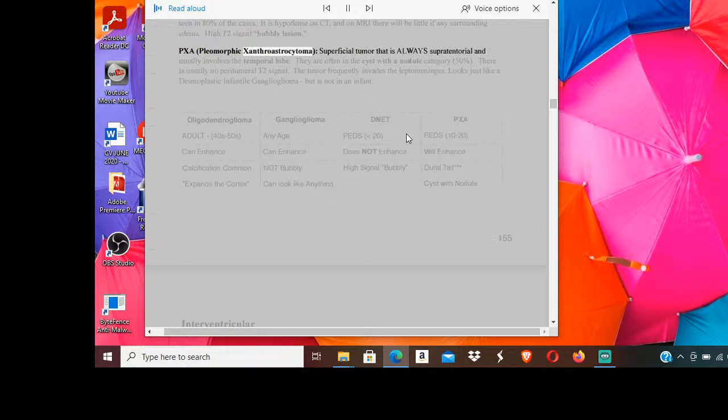PXA, pleomorphic xanthoastrocytoma, superficial tumor that is always supratentorial and usually involves the temporal lobe. They are often in the cyst with a nodule category, 50%. There is usually no peritumoral T2 signal. The tumor frequently invades the leptomeninges. Looks just like a desmoplastic infantile ganglioglioma, but is not in an infant.